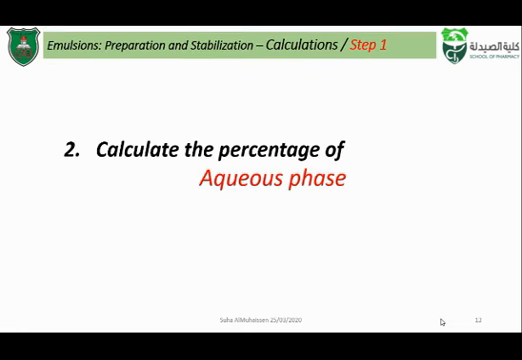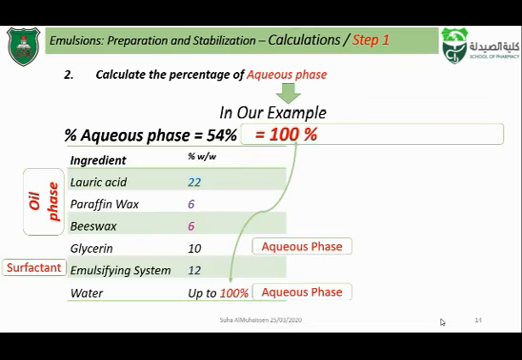Now, we need to calculate the percentage of aqueous phase. The percentage of aqueous phase is calculated based on the aqueous phase ingredients. These are glycerine and water. And here in our example, as water will complete the formula up to 100%, I find it easier to do the following: to remove everything except aqueous phase component from this 100%.